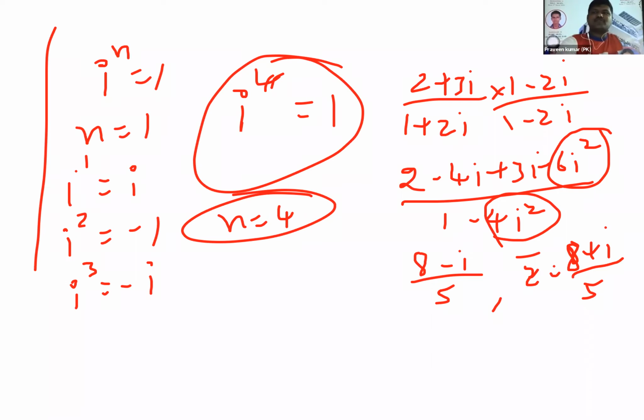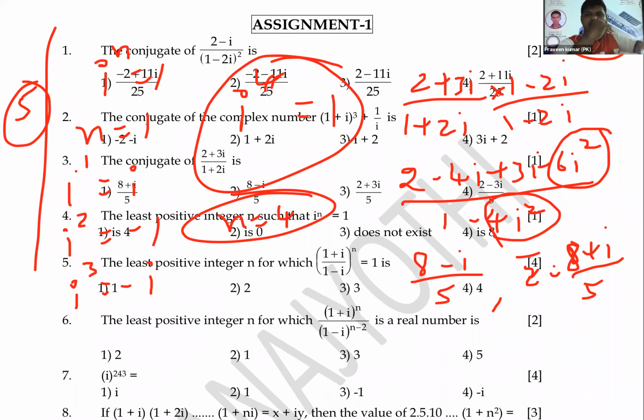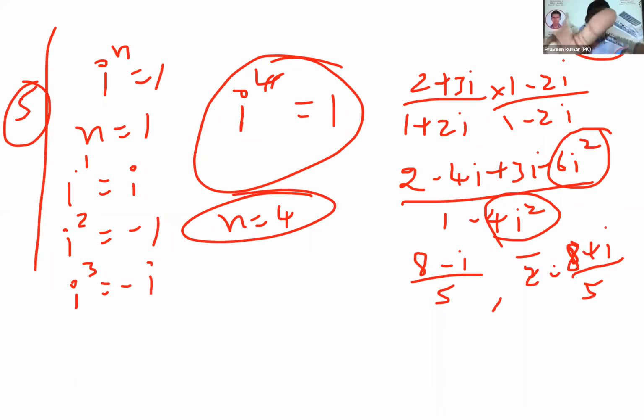This is the fourth question, this is the fifth question, correct? No, this is the third question, this is the fourth question. Someone asked a doubt about the third one, now are you clear?